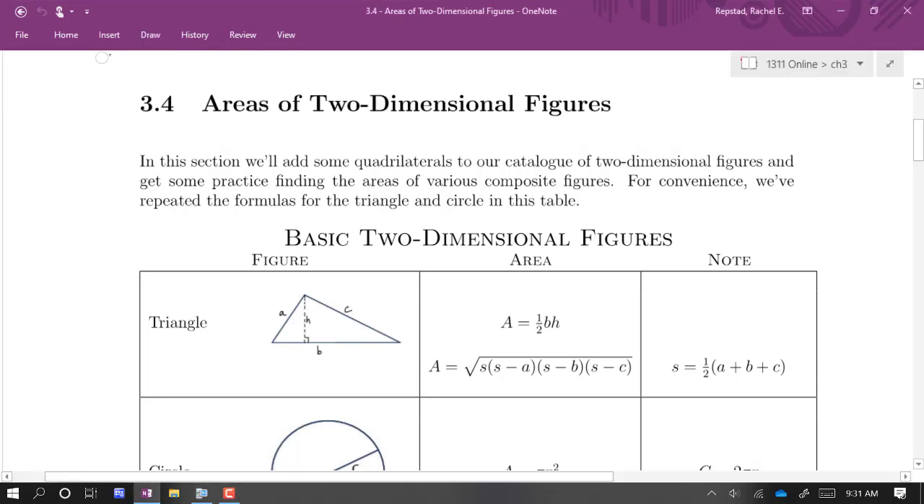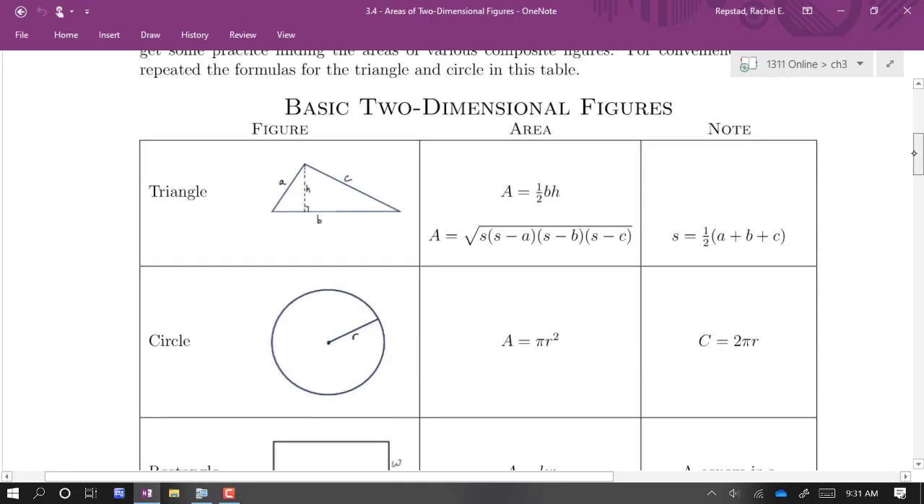All right, in this section, we are going to work on finding the areas of two-dimensional figures. We start with just sort of a list of these formulas. I'm going to spend just a few minutes talking about these formulas. They're not anything you need to memorize. You'll be able to have access to a sheet of formulas.